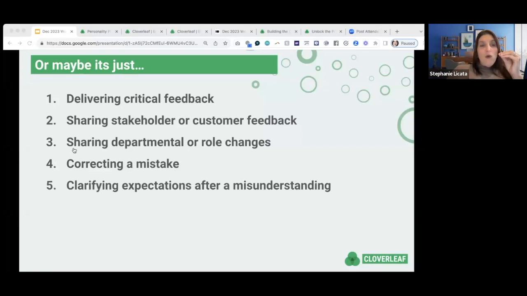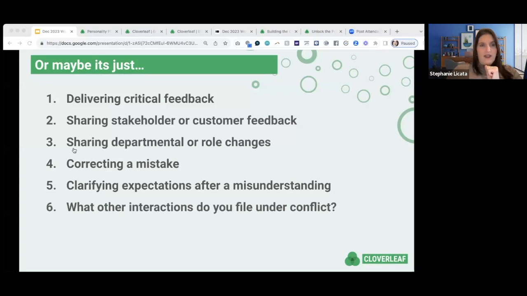Is it conflict, or do we just have to clarify expectations after a misunderstanding? Sometimes we need to just clarify that someone thought A, but really B happened, and we have to clarify that, right? And maybe that person doesn't even realize what went wrong, and that feels like it could turn into conflict. So, is it conflict, or is it something else?